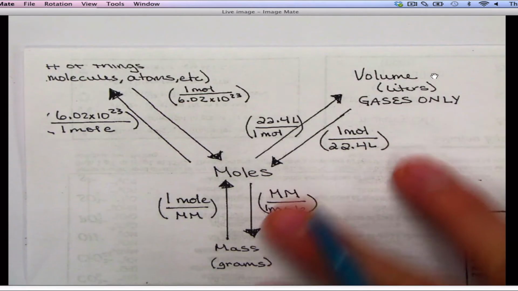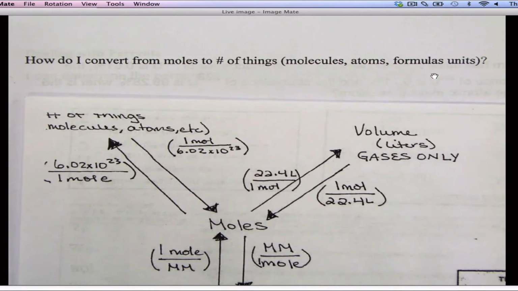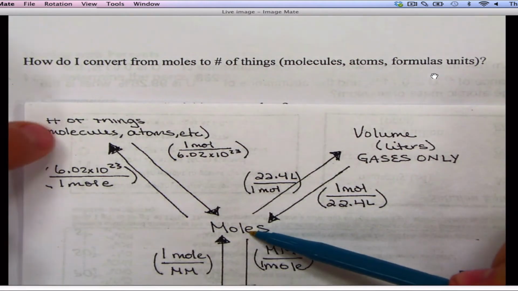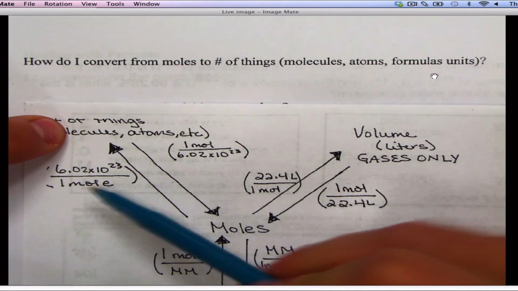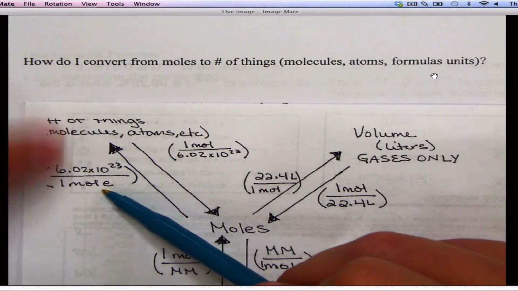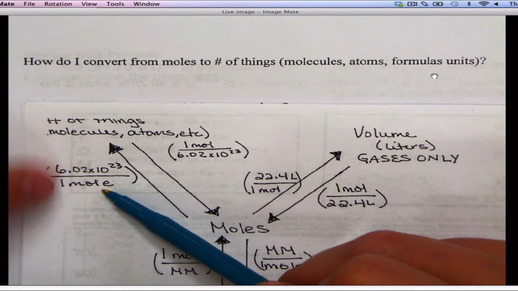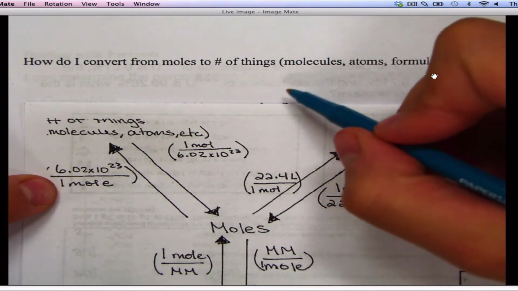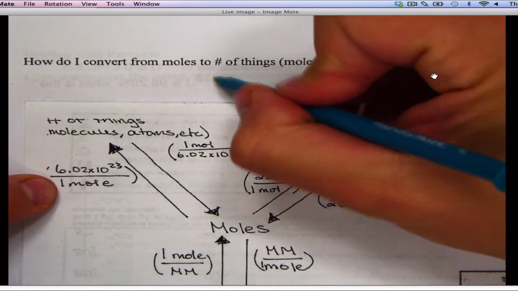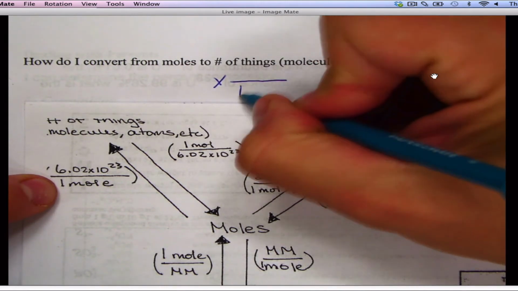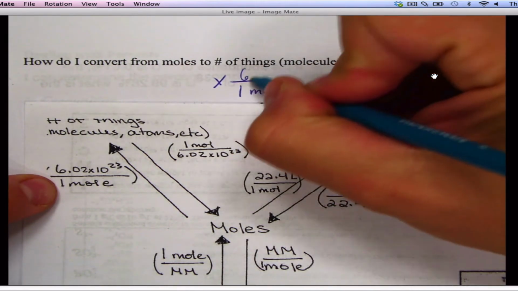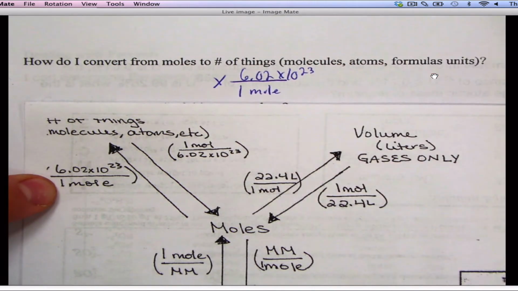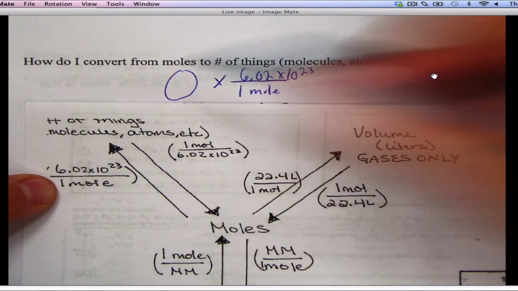All right, so using this, let's take a look. So the first question, how do I convert from moles to number of things? From moles to number of things. Well, what do I got to do? Here's my calculation right here. So the calculation is Avogadro's number on top divided by 1 mole, because I want moles to cancel out. So really what you need to do is you multiply by Avogadro's number. So I need to multiply by 1 mole, because Avogadro's number is always equal to 1 mole of anything, times 10 to the 23rd.